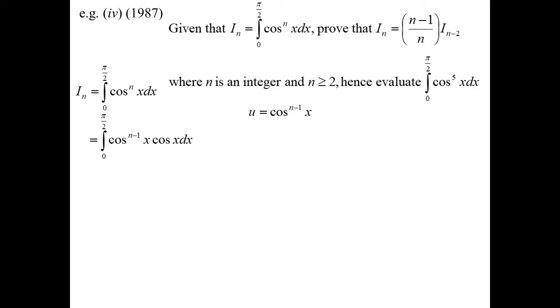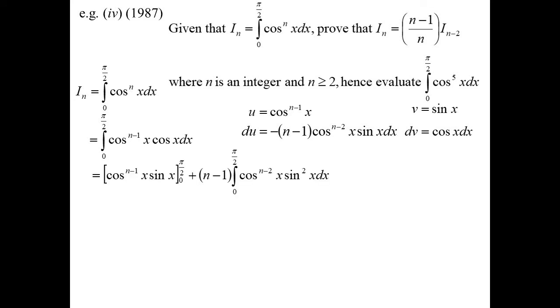Because I really don't know if n is odd or even, I don't know which technique to use. So I'm going to do it by parts. du ends up being that lovely expression, minus n minus 1 cos^(n-2) x sine x. dv is cos x, so v becomes sine x.